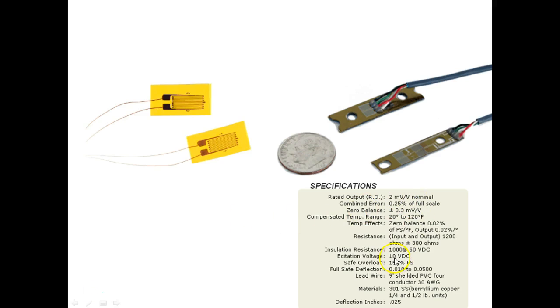So this is what we were looking at. This strain gauge right here puts out 2 millivolts per volt. So that means it puts out 2 millivolts per volt. We excite it with 10 volts. So that means this guy right here would only put out what?